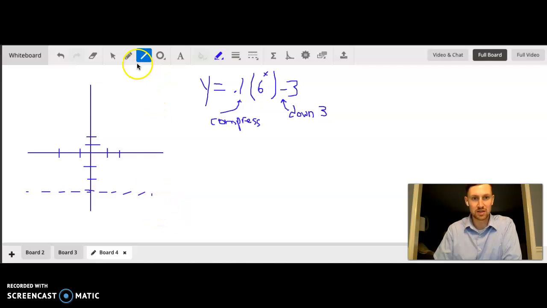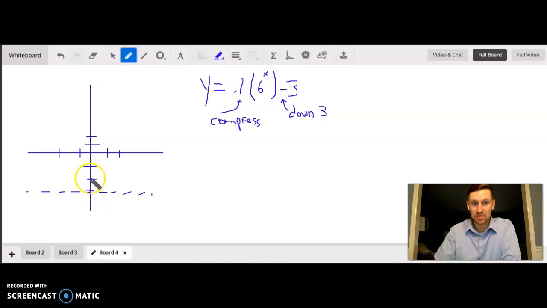Tried to do the straight line feature and it didn't work out too well. All right, so here's my asymptote, down negative 3. My curve would still cross at 1, just like up here, except it's compressed, and it's compressed quite a bit. 0.1, that's like 1/10.